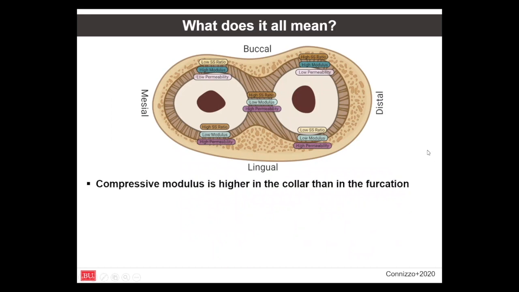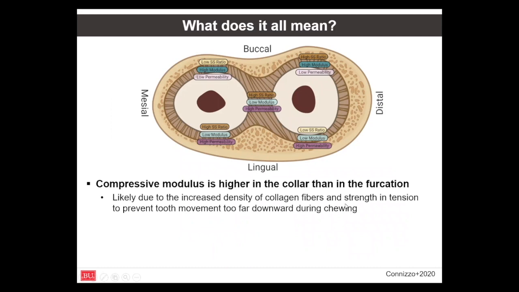And so compressive modulus we found was higher in the collar than the furcation. And so we think this is likely due to the increased density of the collagen fibers there, and also the strength and tension that's required to prevent the tooth from moving too far down during chewing. It's not super surprising, but it is nice to see that our mechanical property measurements do match what we're finding in structure and composition.